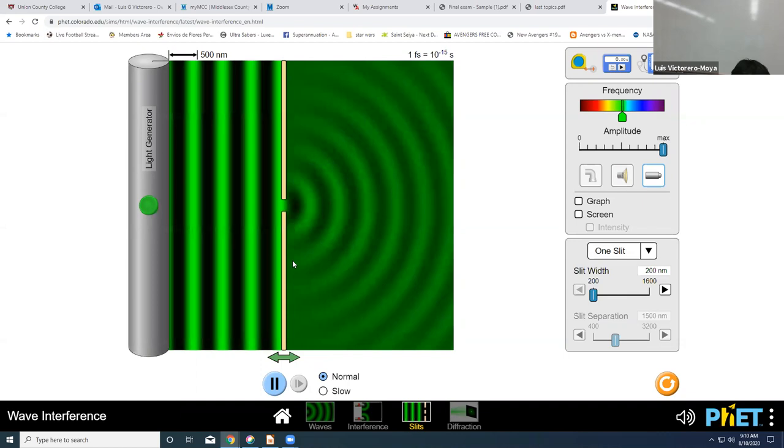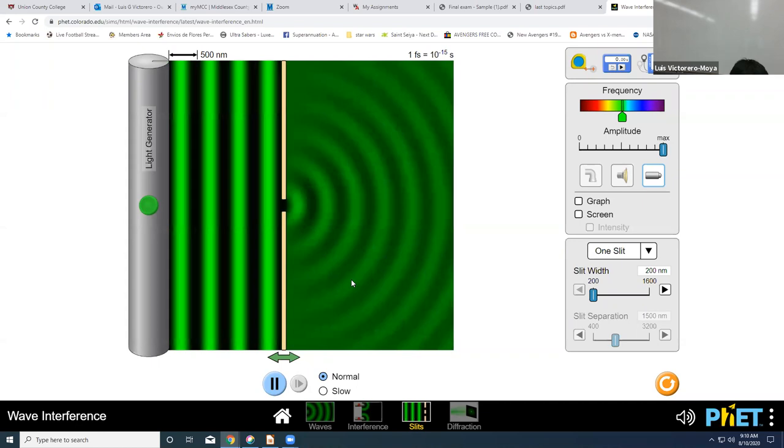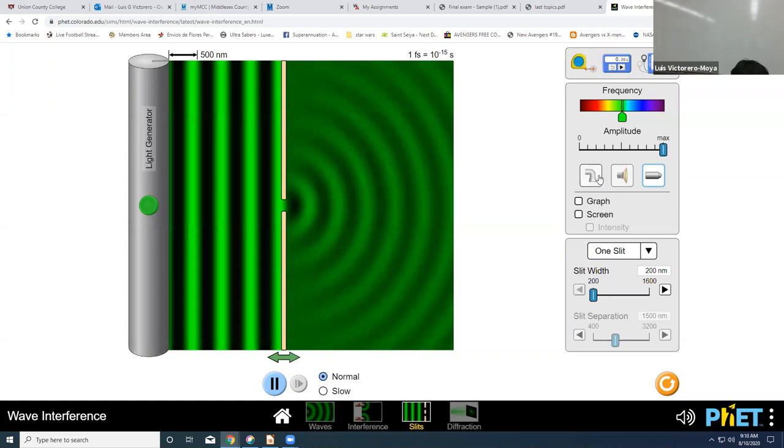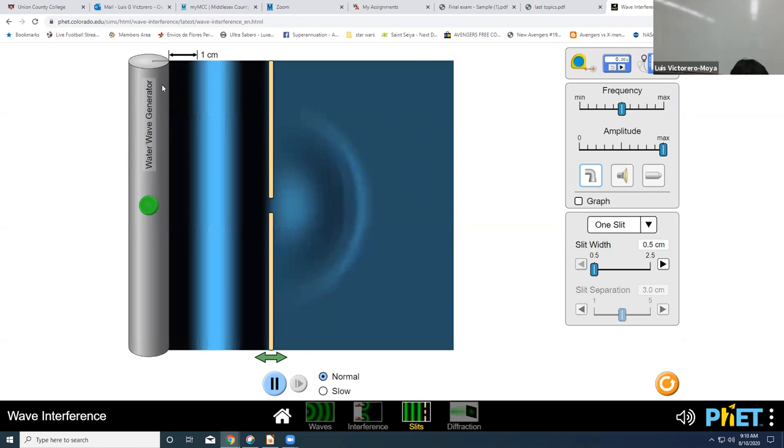Now, that was the final proof for scientists back in the 18th, 19th century to realize that light was a wave. Why? Because we know water waves, like the ones that you see in the ocean. So this is what happens with water, right? When you have a water generator, that's normal.